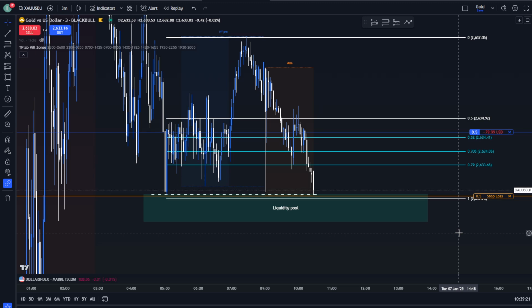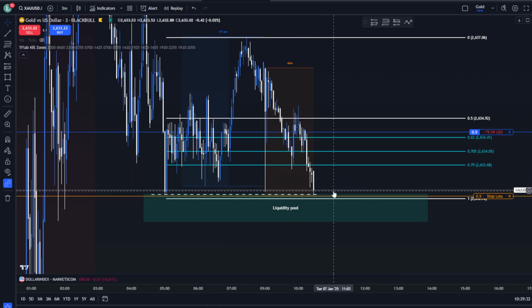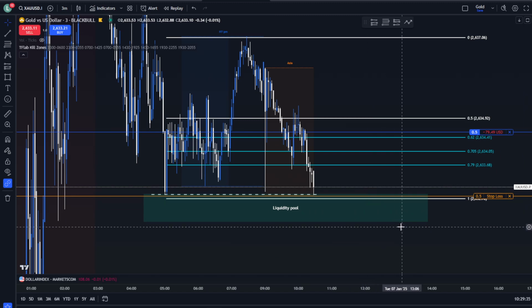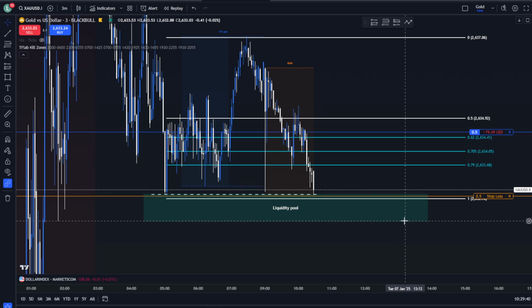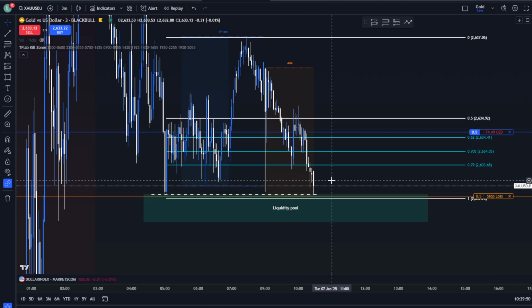The unlikely other option is that we would double touch this line, but we don't want to trade off support and resistance, right? That would be a support line. We don't want to trade off that. We want to be trading off liquidity areas and areas of high trade volume: breaker blocks, order blocks, fair value gaps. We want to be trading off that, not off support and resistance. Plus, the likelihood of a liquidity grab is quite high. But we're going to hold the trade. We're not going to move the stop loss.